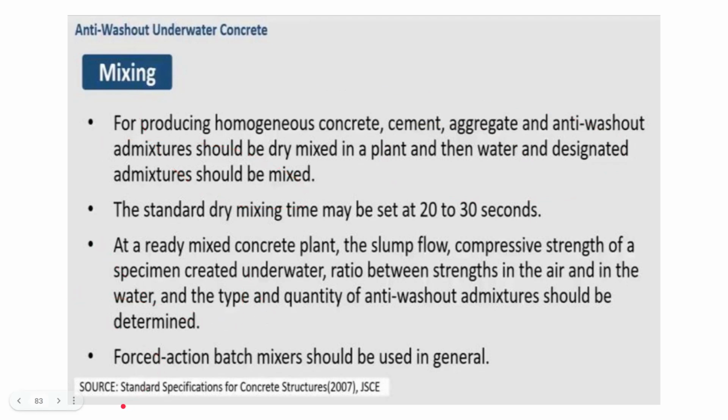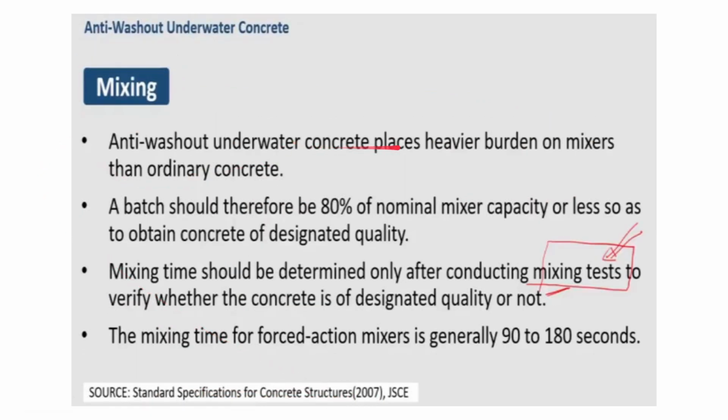As per the JSCE code, anti-washout underwater concrete places a heavier burden on mixtures than ordinary concrete. A batch should therefore be 80% of nominal, because of the segregation, because of the viscosity agent. So it requires heavier energy for mixing as compared to ordinary concrete, and therefore the batch should be only 80% of the nominal mixture capacity, but it should be not more than 80%. It should be lesser, so as to obtain concrete of designated quality.